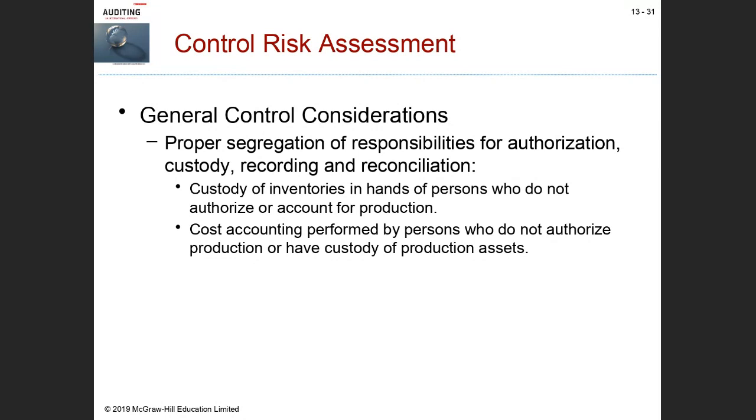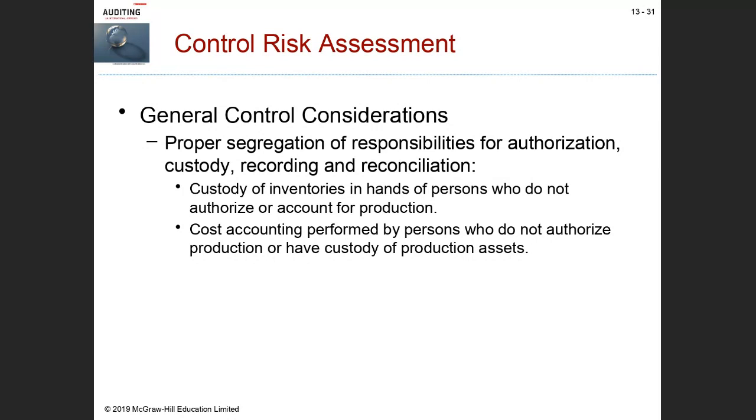It says custody of inventory in the hands of persons who do not authorize or account for production. So the people who have physical control over the inventory should not be involved in authorizing the purchase of the inventory, and they should not be involved in the accounting for production costs. They're just controlling the physical flow. They're receiving the goods that are purchased, and as they're released into production, they get a bill of materials. So they're controlling the actual quantity. So those should all be separate functions.